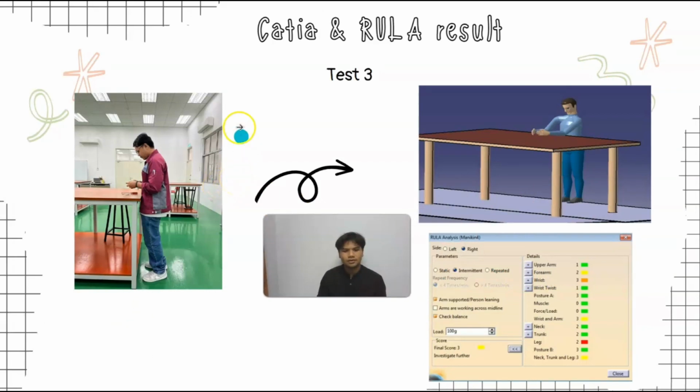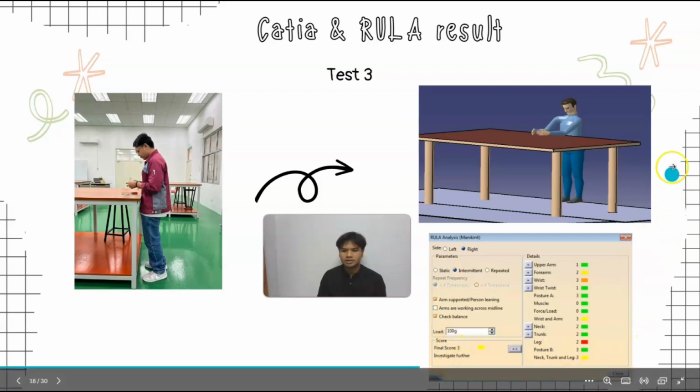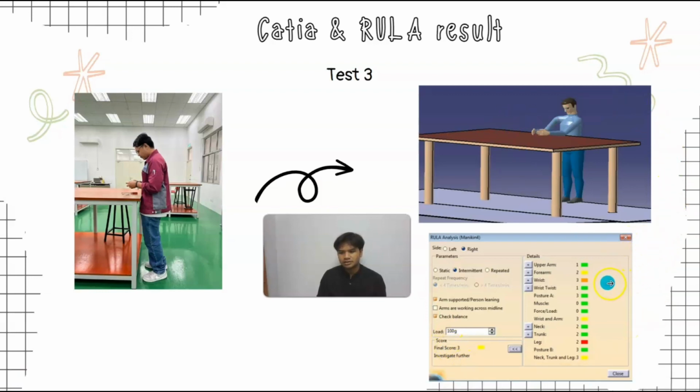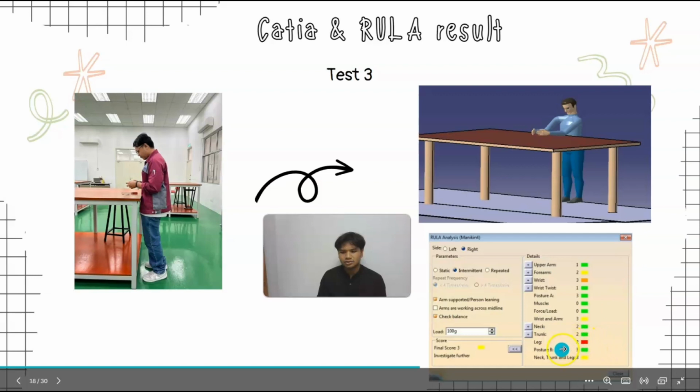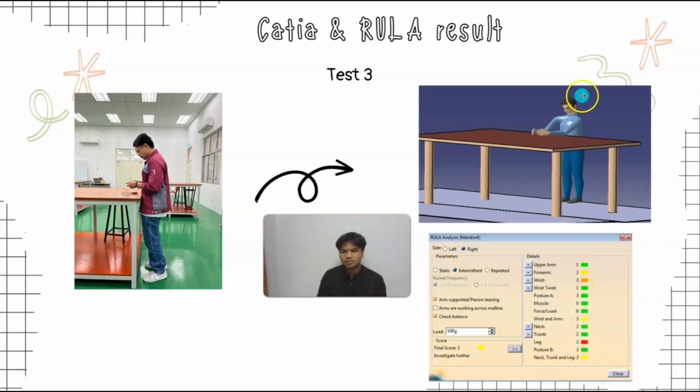Test three, for this situation, is an elbow height table with standing position. This is the design in CATIA. This is the RULA we got from this position. You can see also the same, the forearm and wrist are not very bad and not very good. The leg is also not very good. Neck, trunk and leg are also not very good because we can see in the design the human's head will go down a little bit.